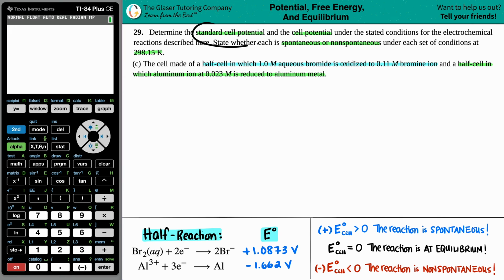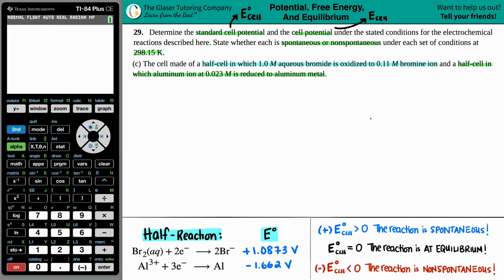We need to find out the standard cell potential and just a regular non-standard cell potential. Remember that a cell potential is always an E cell. So that's what we're looking for here. Standard just means that you're searching for an E standard cell. There should be a notch on the top here, as opposed to just finding a cell potential, where you're solving for an E cell that has no notch there.